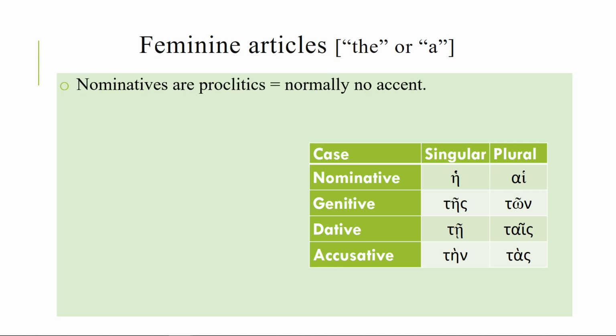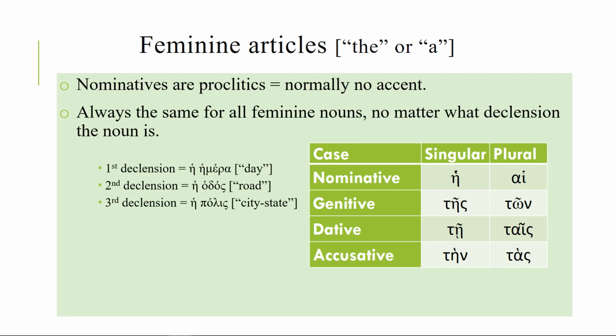The article doesn't change no matter what declension the noun is. What do I mean by that? Well, we have three noun declensions. And for example, here's three feminines, one in each of the declensions. So you have hē hēmera, day, hē hodos, road, and hē polis, city-state. And the article is the same even though the noun endings change. So that means you're not always going to have the same form, even though you agree in number, gender, and case. Okay, an article has to agree with its noun in number, gender, and case, just like an adjective. It is, in a sense, a kind of adjective.